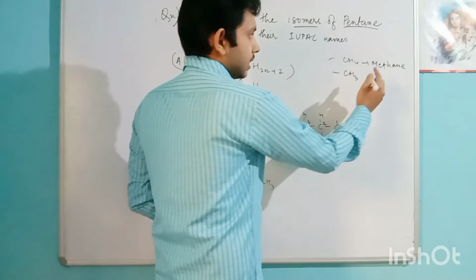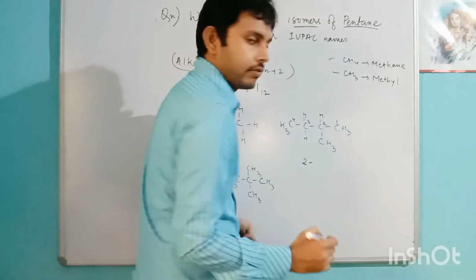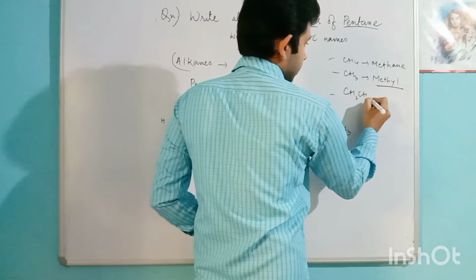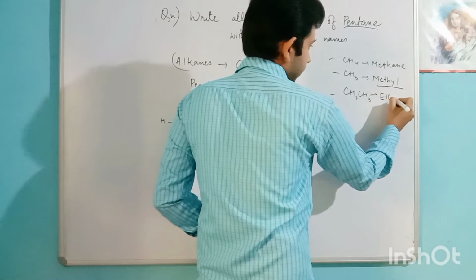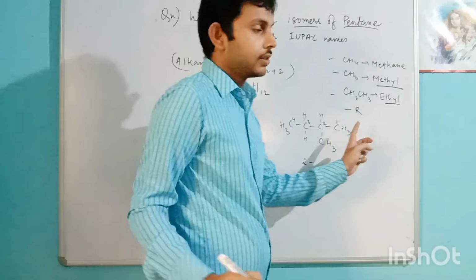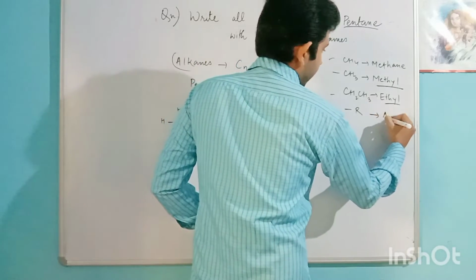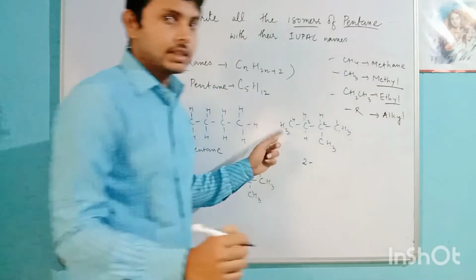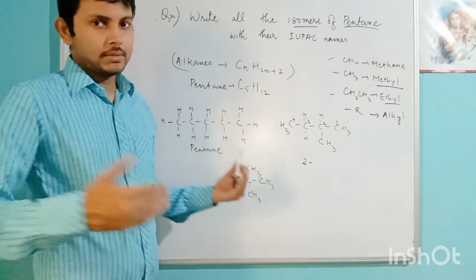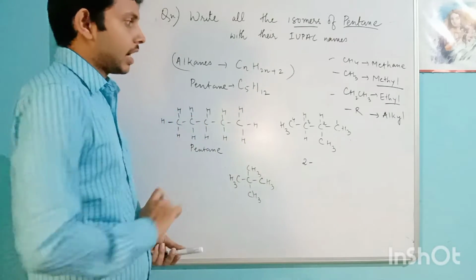CH3, one hydrogen less, is called methyl. Likewise, CH2CH3 is called ethyl, E-T-H-Y-L. In general terms, it is shown as R, like in the last video, I had shown you R. It is called alkyl. You can note this down in your copy. When you write these structures along with me, I think you will get more benefit, and you will even get practice of writing.